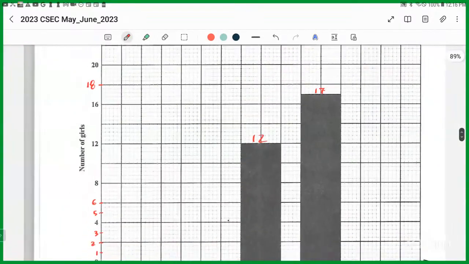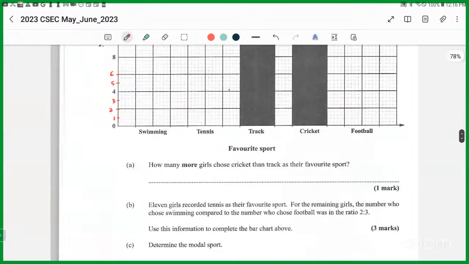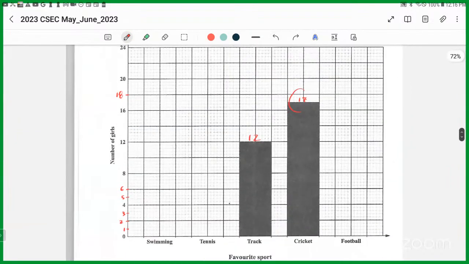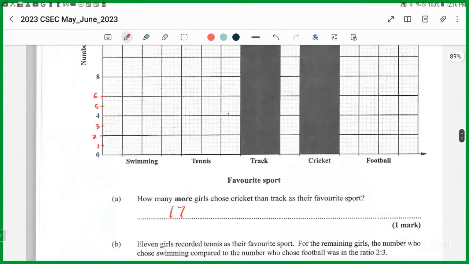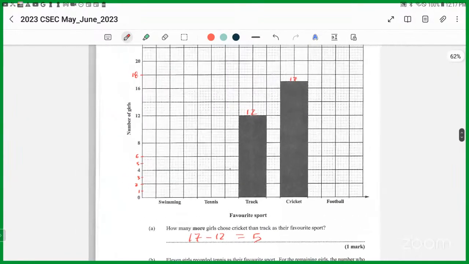All right, let's continue now. It says, how many more girls choose cricket than track? See there? Cricket and track. So how many more girls? It is 17 minus 12, that's 5. So 17 minus 12 equals 5. 5 more girls choose cricket than track. Okay with that? Nice and easy. Good? Yes, sir.